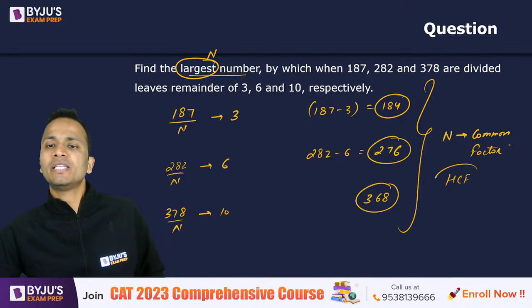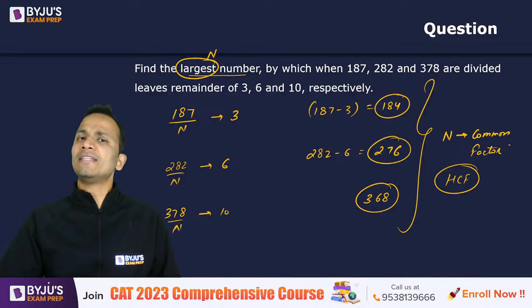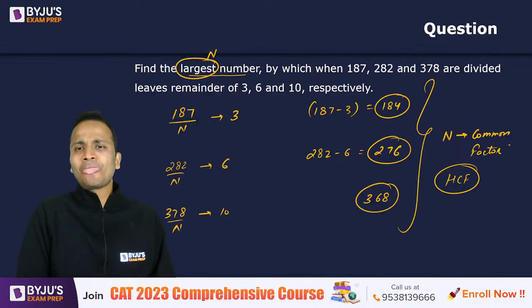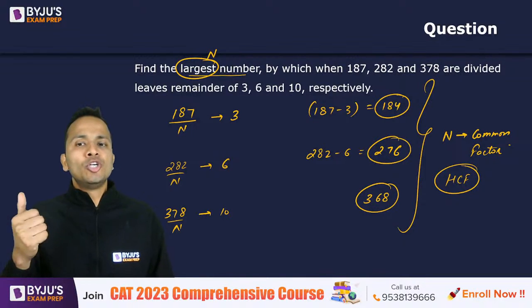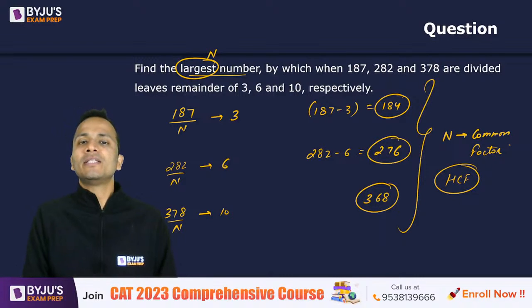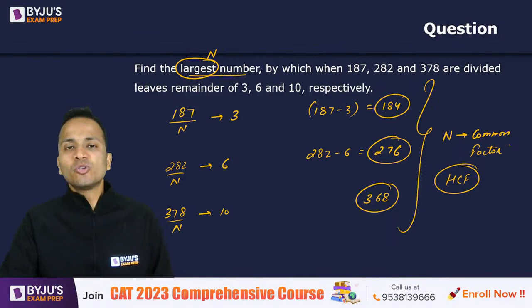So just calculate the highest common factor of 184, 276 and 368. I have already explained the method of how to find it. Just calculate the highest common factor of these numbers, and that will be the answer for this question. All right, fine. So these are some of the properties of LCM and HCF.